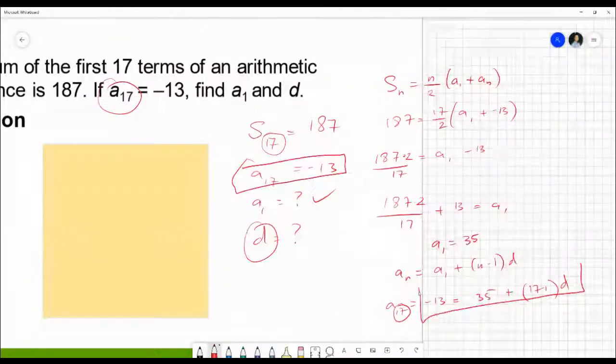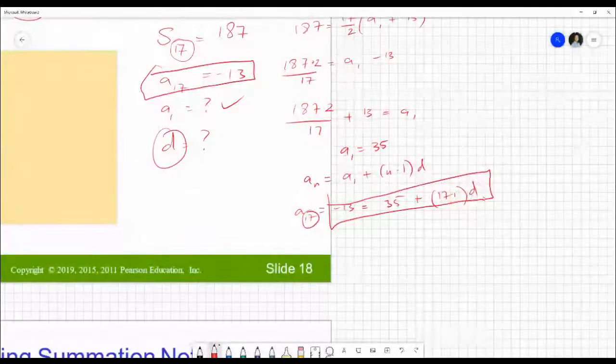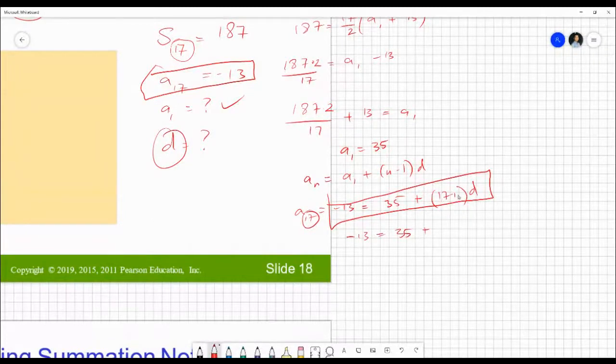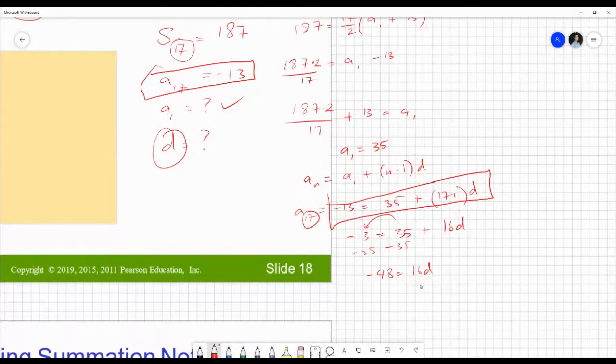So now we have an equation that we can solve for, and the only variable is D. So let's do it. 17 minus 1 is 16D. Let's bring this value over here, so minus 35. That gave us negative 48. Now we can divide both sides by 16, and D is negative 3. Okay.